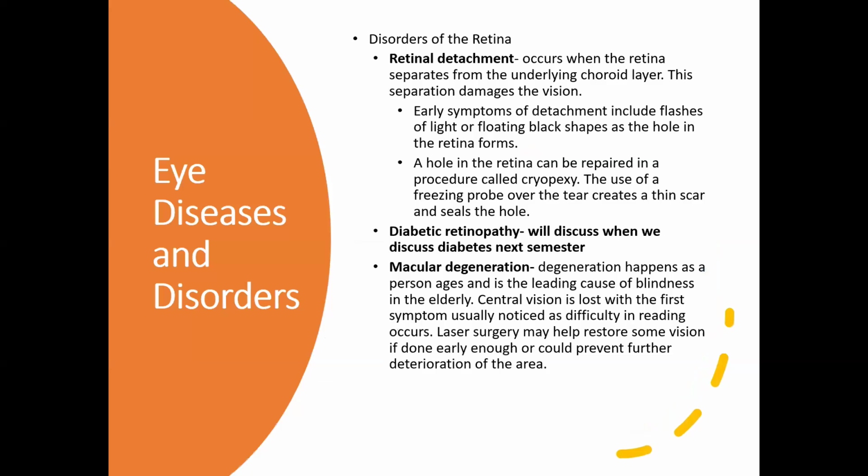Retinal detachment occurs when the retina separates from the underlying choroid layer. This separation can cause damage to the vision. Early symptoms of detachment include flashing lights in your vision, floating black shapes as a hole in the retina forms. The hole in the retina can be repaired in a procedure called cryopexy. This uses a freezing probe over the tear, which creates a thin scar and seals the hole.